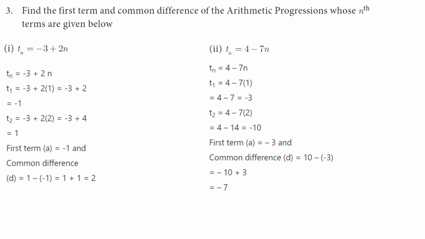Common difference D equals T2 minus T1, that is minus 10 minus of minus 3, that is minus 10 plus the additive inverse, plus 3. Therefore minus 10 plus 3 equals minus 7.